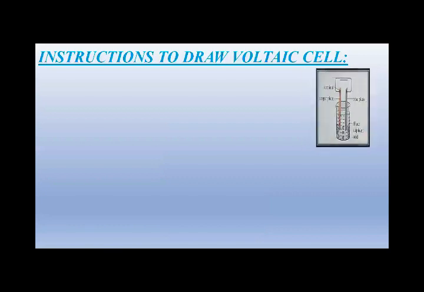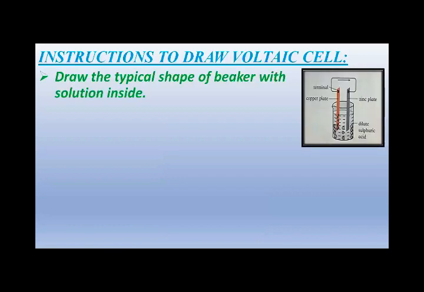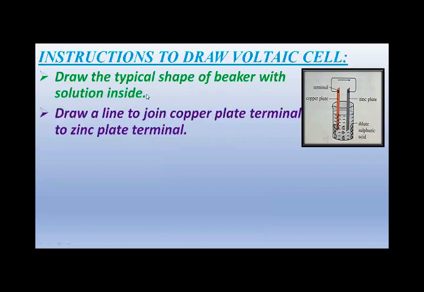Okay. Instructions for drawing the voltaic cell. I repeat the instructions: draw a typical shape of beaker with solution inside. You will draw a typical shape of the beaker and highlight the solution inside it, which in this voltaic cell is dilute sulfuric acid. The next one, draw a line to join the copper plate's terminal and the zinc plate's terminal. So you will draw a copper wire line to connect these two plates or electrodes.